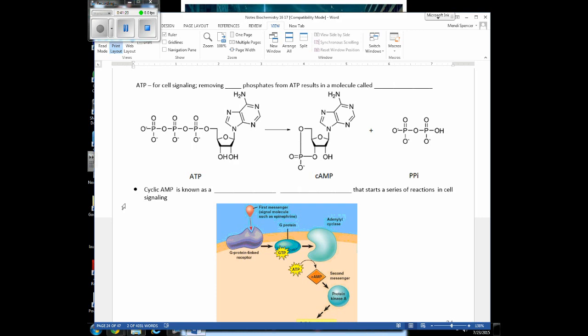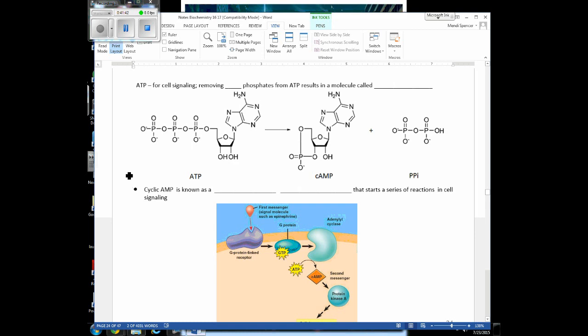We're going to learn a little bit about cell signaling in these first few units, but then we're actually going to have an entire unit dedicated to learning about the different aspects of cell signaling. But since we're talking about ATP here, let me introduce cell signaling to you, and then you can see how ATP is involved in that process.